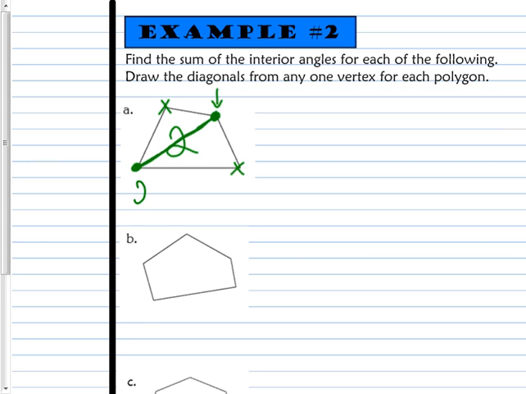Okay? So since I have 2 triangles, how many degrees do you think this polygon is? Well, 2 triangles, and how many degrees are in each of the triangles? We just proved it's 180. 2 times 180 is 360 degrees. So let's see if we're right by using the formula.